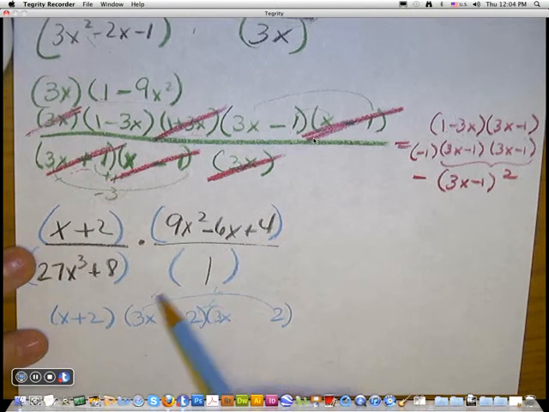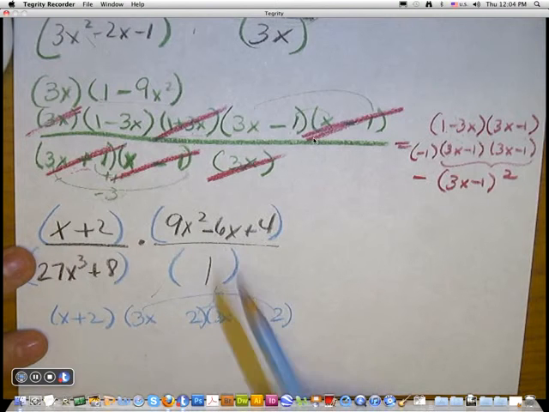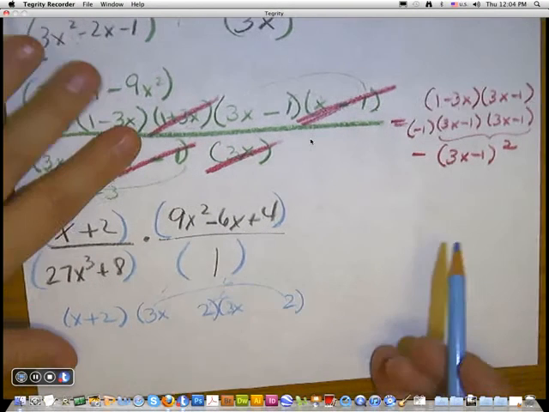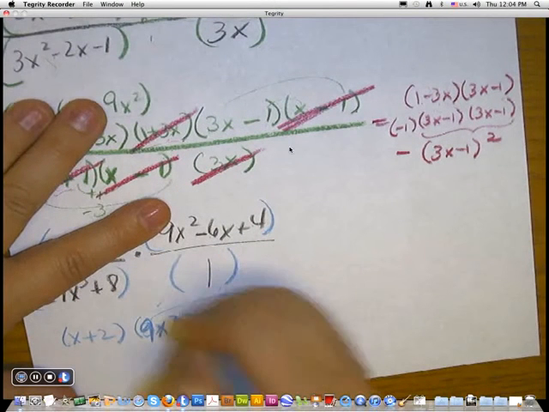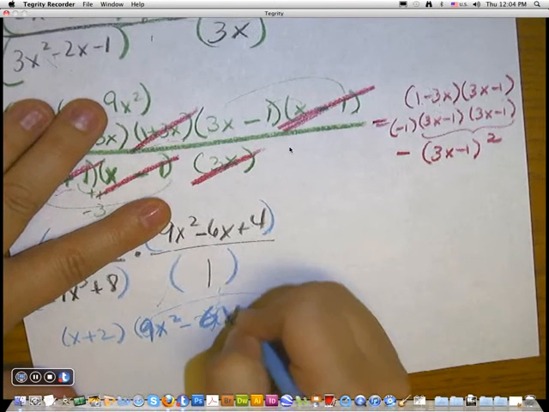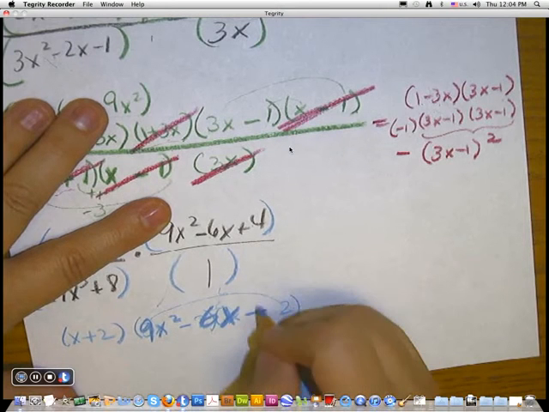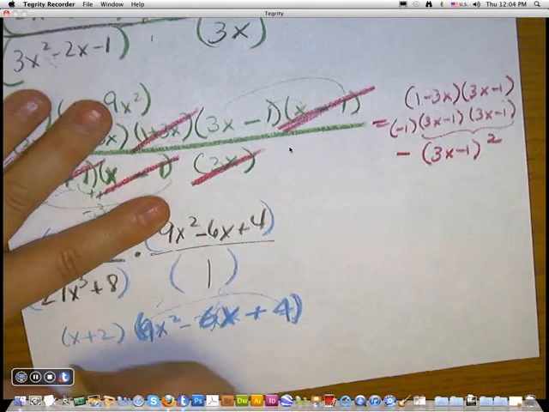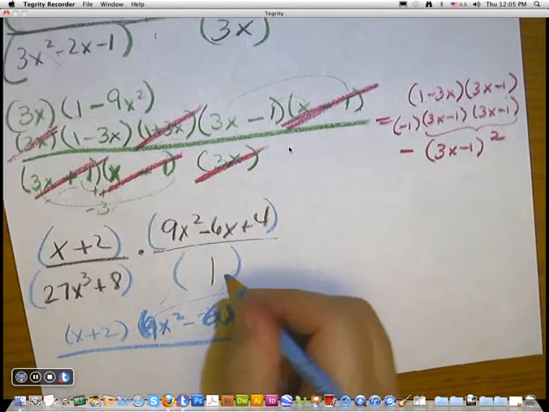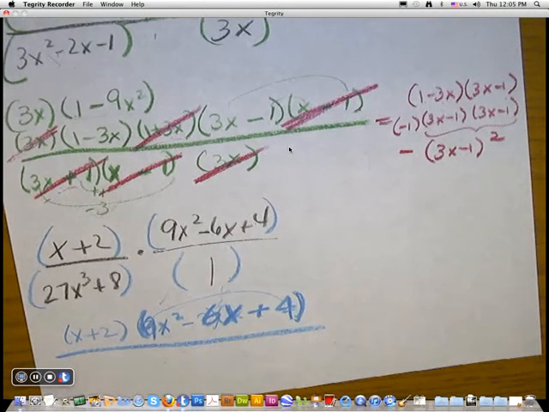Or flip it around, 9 and 1, and then 4 and 1, still not going to give me a 6. So this does not factor. So we're going to keep it just as it is: 9x squared minus 6x plus 4. All right, we don't have to worry about a 1. Nothing can be done with that.